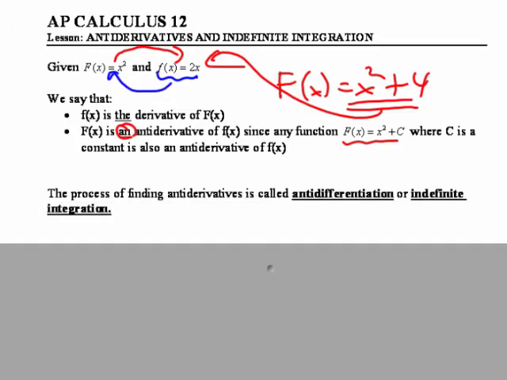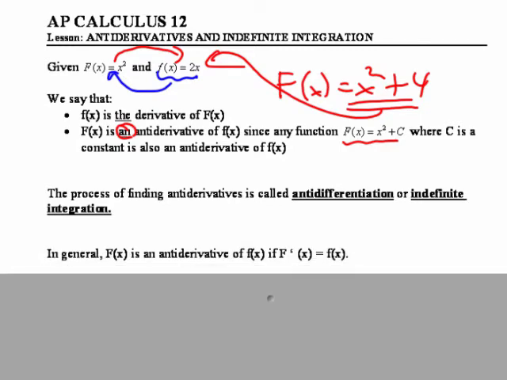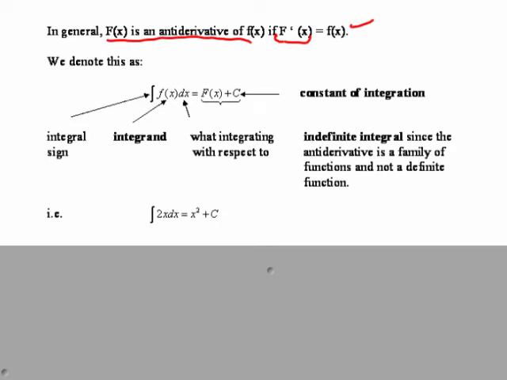So the process of going in reverse, of finding the antiderivative, is called antidifferentiation or indefinite integration, and we'll talk more about those terms later. And in general, we say that big F is an antiderivative of little f if the derivative of big F is little f. And of course we have some notation to go along with that.